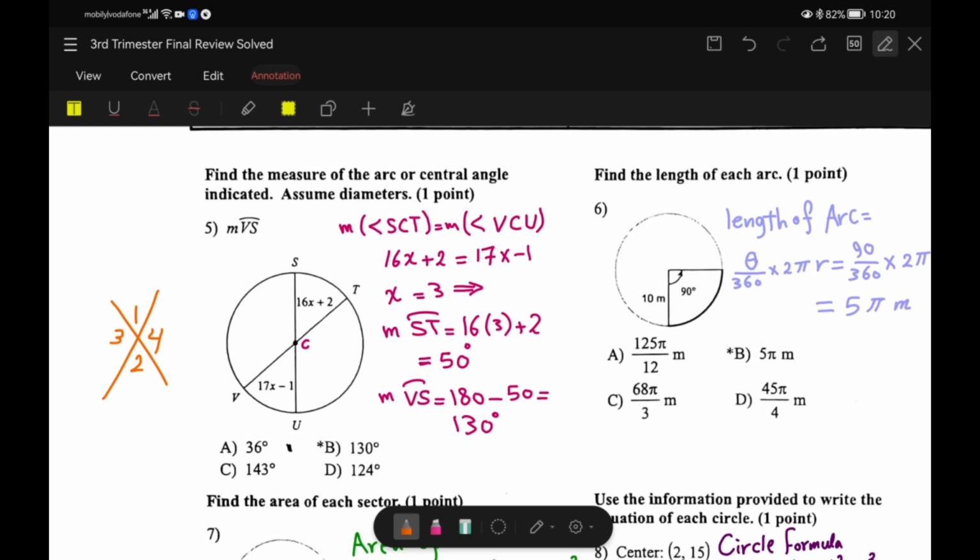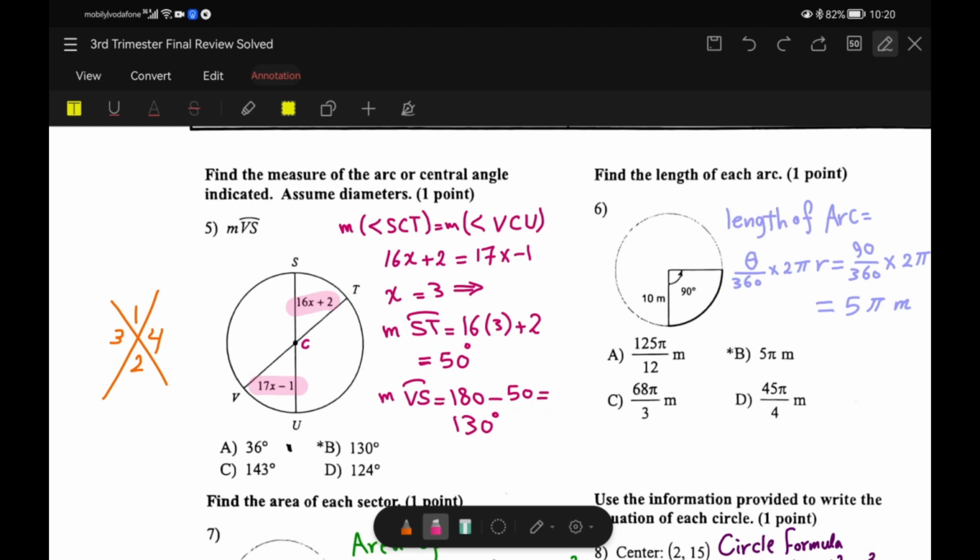Okay, so 16x plus 2 must equal, in the measurement, 17x minus 1. Let's do that. And let's calculate x equals 3 by just separating the sides: the side that contains x on one side, and the side that contains constant numbers on the other side. X equals 3. Okay, we need to find the measurement of the arc SV.